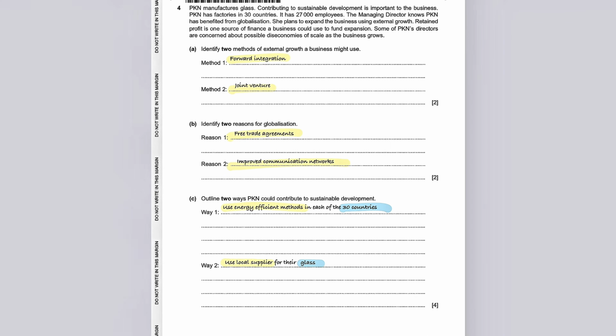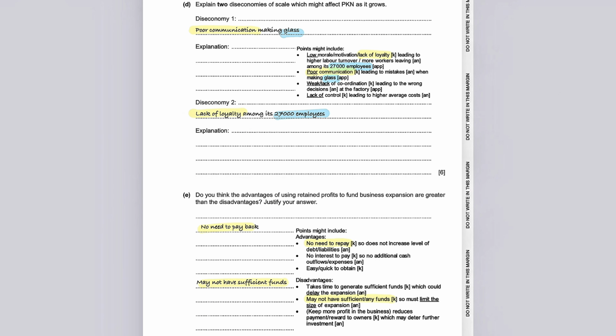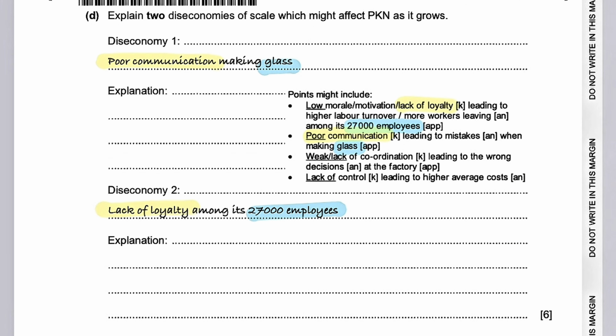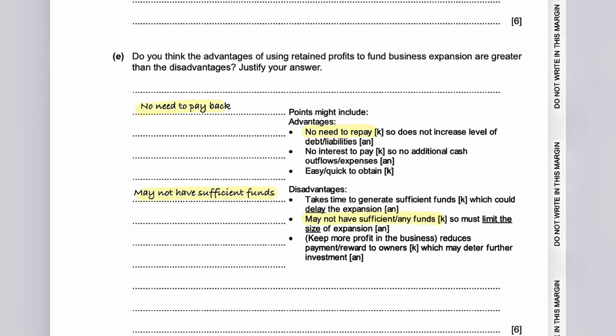And the last question. Again, question A and B are identify questions, and question C is an outline question, which we need to make sure we apply properly. Question D, we answer it the exact same way as we do for question C. And for question E, we need to make sure we know exactly what they are looking for. Here it says, do you think the advantages of using retained profits to fund business expansion are greater than its disadvantages? So if we are going to reword that for ourselves, that is, identify the advantages and disadvantages of using retained profits. And our 2 knowledge points is no need to pay back and may not have sufficient funds.